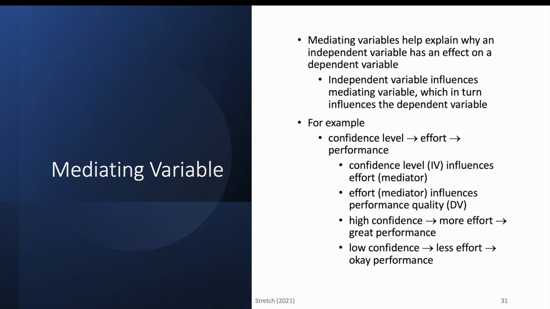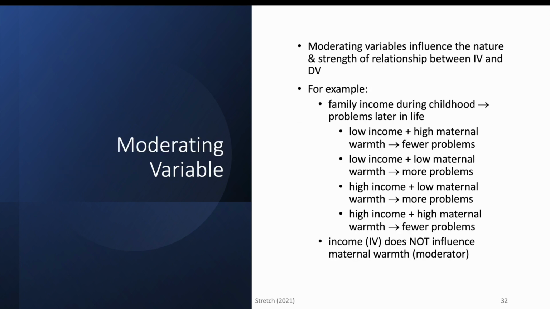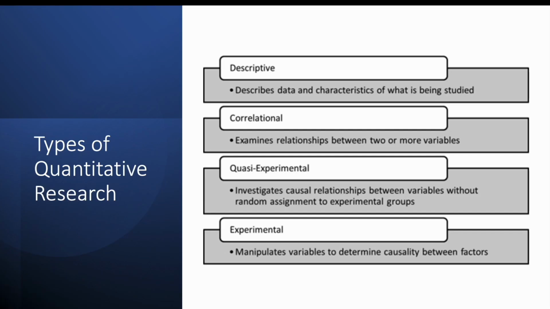There are also mediating variables. Mediating variables help explain why an independent variable has the effect it does on dependent variables, like effort related to confidence, right? You also have moderating variables, which influence the nature and strength of a relationship between an independent variable and a dependent variable. So maybe maternal warmth versus income. Those things might mediate the negative impacts of income. Income doesn't influence maternal warmth, but maternal warmth does mediate the impact of class and income, potentially for individuals.